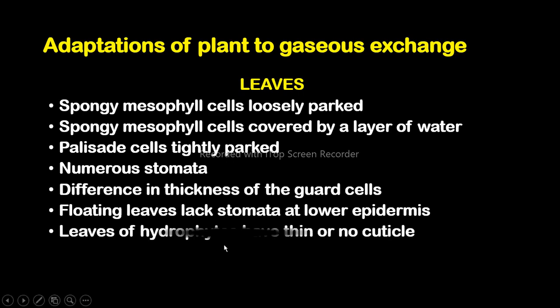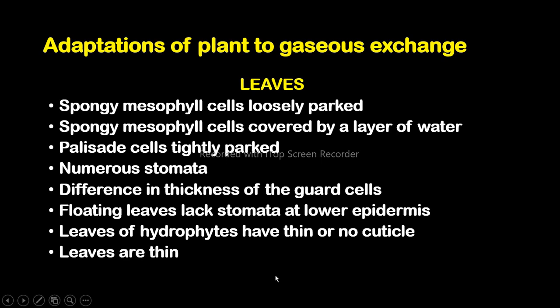We can consider leaves of hydrophytes. Now, hydrophytes are aquatic plants. Hydro comes from water, then phyte, plant. So they have thin or no cuticle, because the challenge here is water. You have too much water. So why do you need a cuticle? For what? For who? So you have either thin or no cuticle, so that you easily lose water out of your body as a plant.